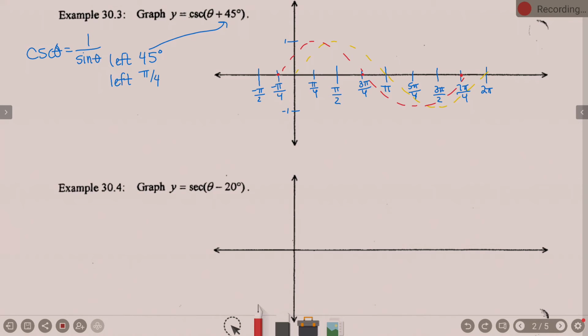Okay, so I'm using the red as my main graph. What do we need to go with the zeros? Asymptotes. So asymptote at negative pi over 4, 3 pi over 4, and 7 pi over 4. And then you can flip your parabolas, right?